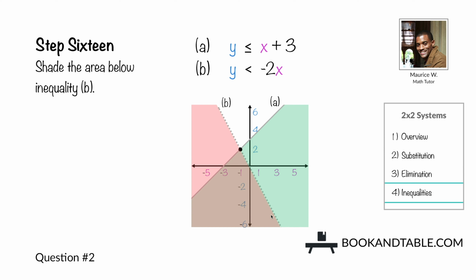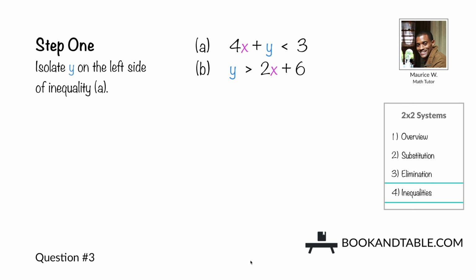And we see the overlapping area, or the area of solutions, are the points between the lines here. So the solutions for question number 2 would be these. So that is the answer to question number 2. Let's now have a look at question number 3.